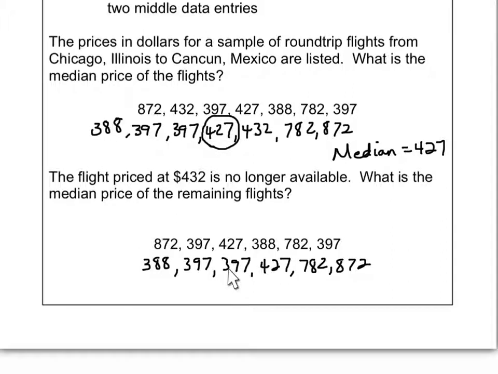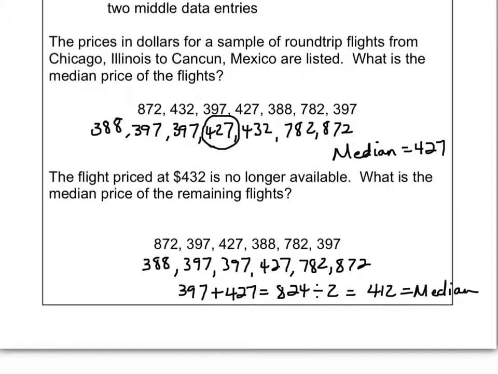So I have to find the average of 397 and 427. So 397 plus 427 is 824. To find the average, I have to divide that by the number of numbers. I've got 2 there. And if I divide that by 2, this is 412, which is now the median.